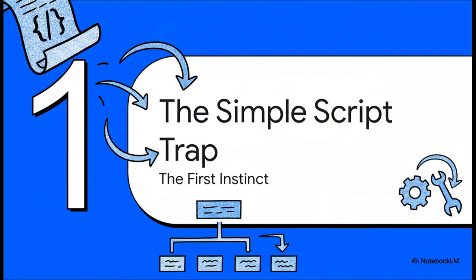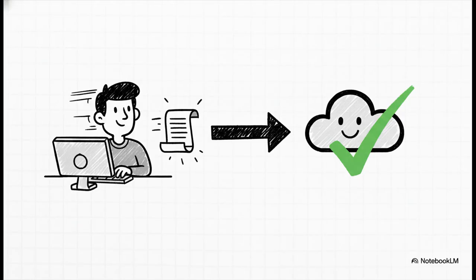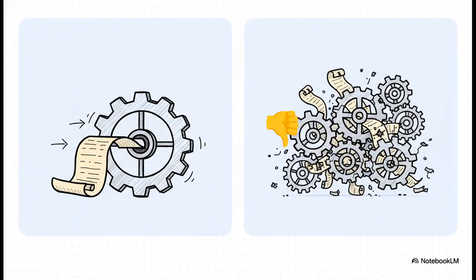So let's dive into the first stop on this journey, the one most people make. Let's talk about the simple script. It's just instinct, isn't it? You've got some task you have to do over and over again. Maybe a deployment, maybe updating a certificate. So what do you do? You whip up a quick script. It's fast, it feels productive, and for a little while, it actually works pretty well. But this is where the cracks start to show.